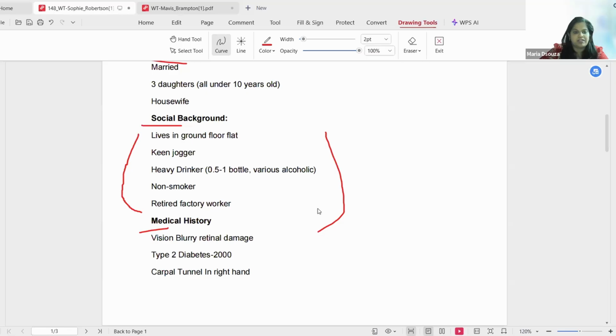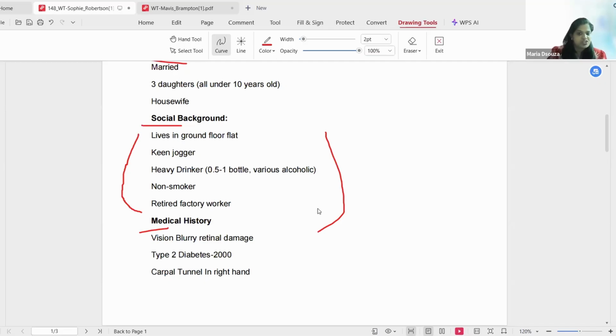But what about lives in a ground floor flat? That is also not required, ma'am. Great. And what about non-smoker and retired factory worker? A retired factory worker is important compared to non-smoker, because the title itself mentions social background. So non-smoker is not that important. Very good. Non-smoker, you don't have to write, because you're going to talk about it if he's smoking. Since he's a non-smoker, I don't have to mention it, of course.